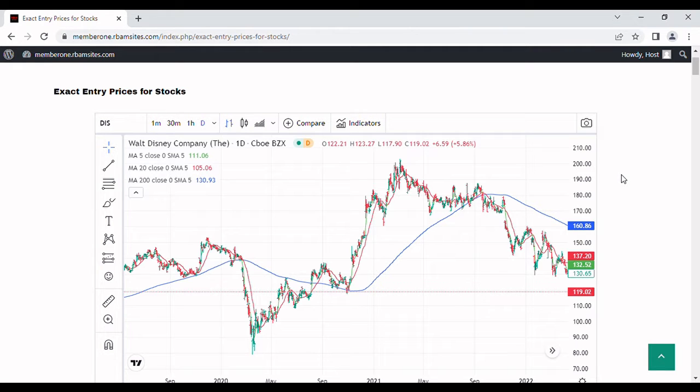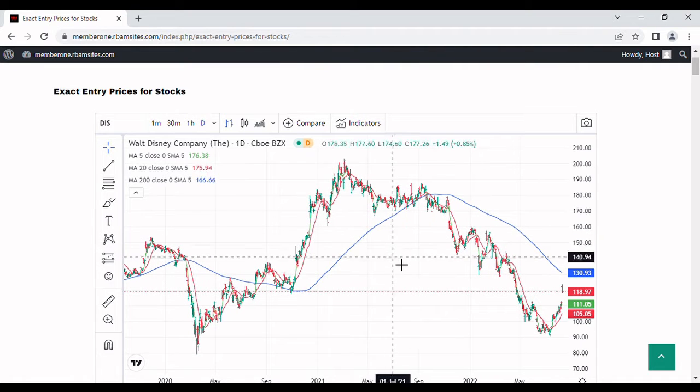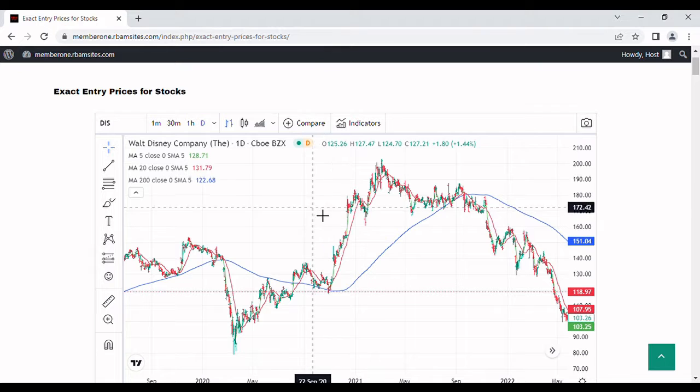We're going to do a brief video today on Disney stock and Disney stock analysis. We're taking a look at a Disney stock price chart, and we've scrolled back in time a little bit because I want to show you several things. We've got three moving averages on here. We have a 5-day, a 20-day, and a 200-day moving average.